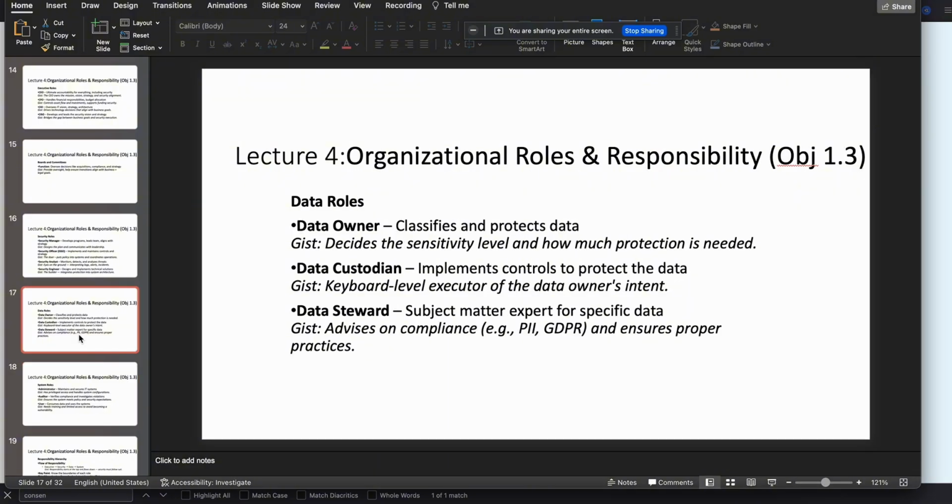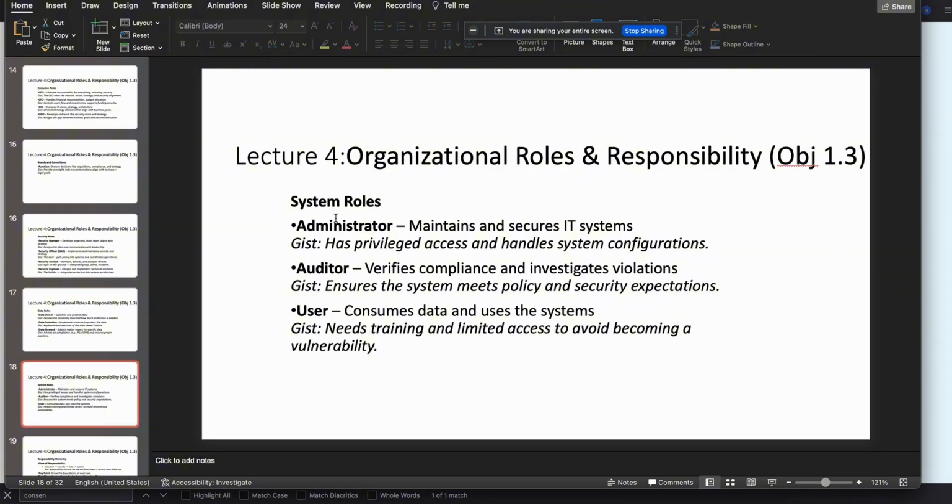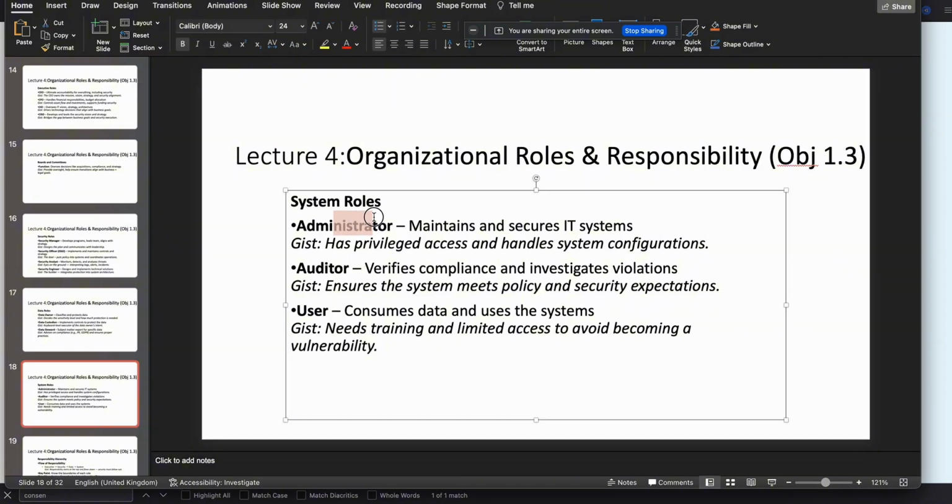100%, one or two questions you will get from this: data steward, controller, processor, and data subject. 100% you will get a question. So administrator, who is the administrator? Your system administrator maintains and secures IT systems. They have privileged-level access, which is a high level, separate from any other user. They are the administrator. They maintain and secure IT systems. This is the important thing: maintain and secure IT systems.